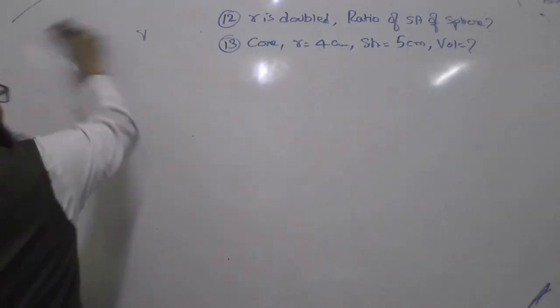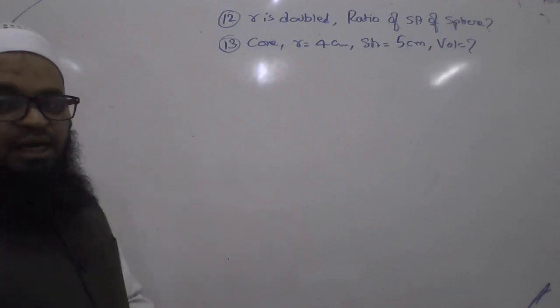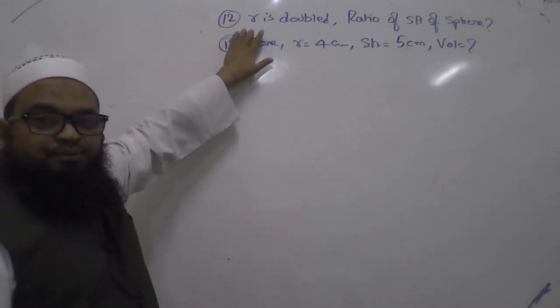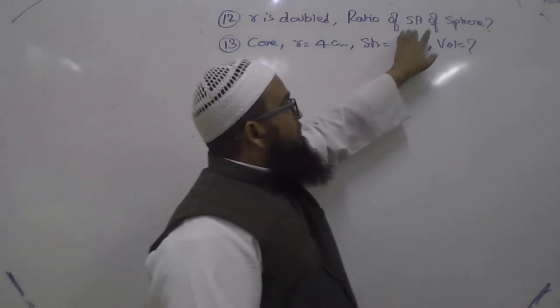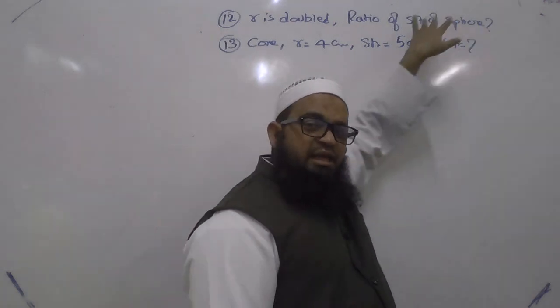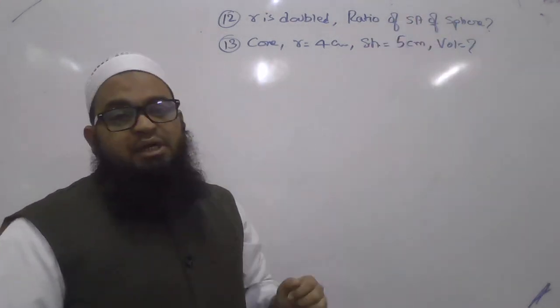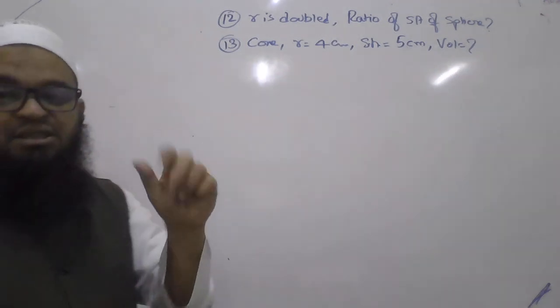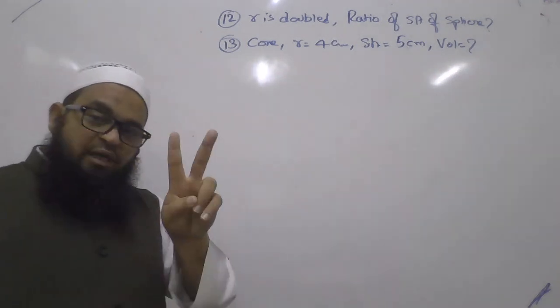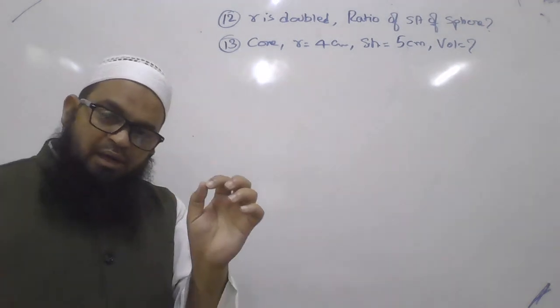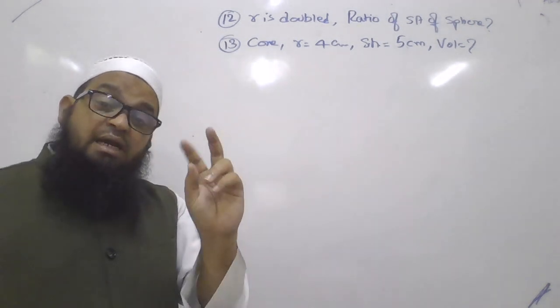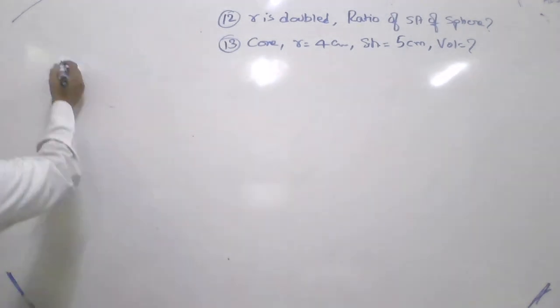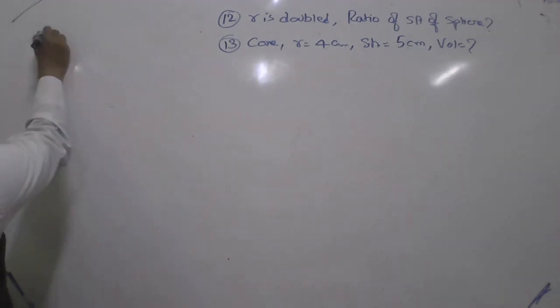So what is 12th question? 12th question is, if radius is doubled, find the surface area of sphere. When they say surface area, that means they talk about total surface area. So when radius is doubled, it is two cases. First case is normal radius and second case is the radius is doubled. So let us say 12th question.